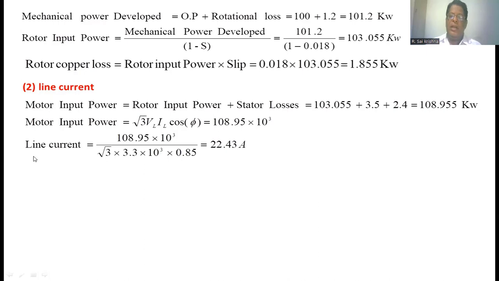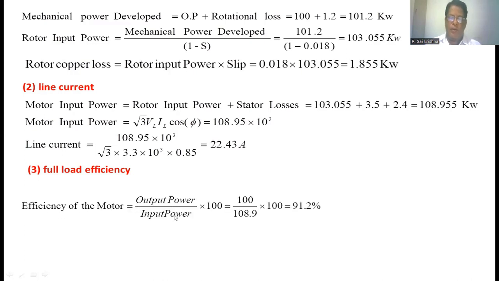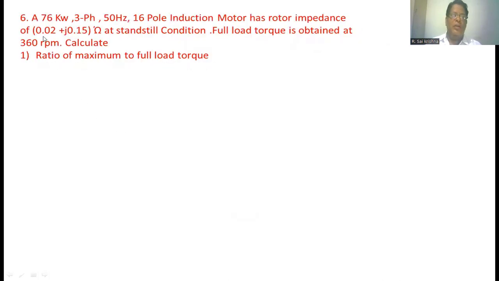You are getting the line current IL equal to 22.43 amperes. Nothing but the induction motor is taking a current at full load of 22.43 amperes. Full load efficiency: the efficiency of an induction motor is defined as the ratio between the power available at the shaft to the input power taken by the induction motor. So the output power by input power into 100, we are getting 100 by 108.9 into 100, we are getting 91.2%. Now we're going to solve one more numerical.